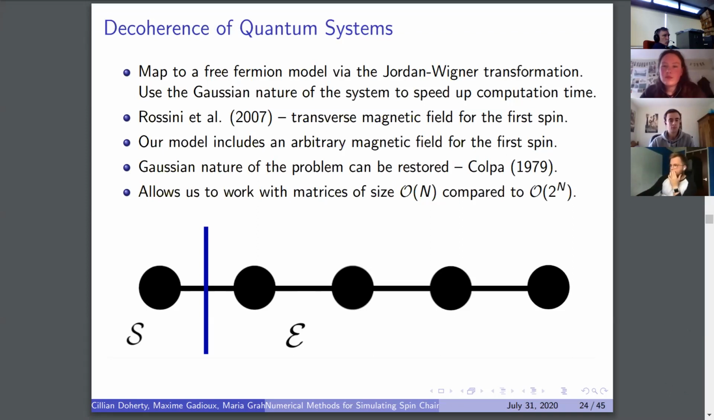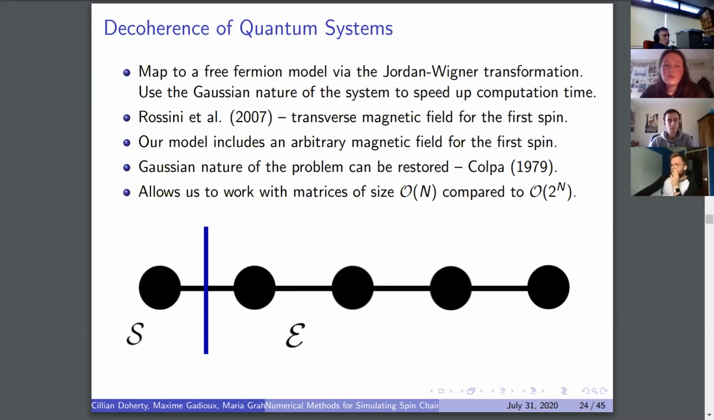The result of this is that we end up being able to work with matrices of size of order n compared to matrices of size of order 2 to the n if we just use a straight brute force approach. So this is obviously a very big exponential speed up, and in particular with the brute force approach we were only able to get up to spin chains of length about n equals 20 or even less, whereas with the new approach we can model spin chains of size up to 300 without too much difficulty. And this is important because certain phenomena do only appear with these larger spin chains.